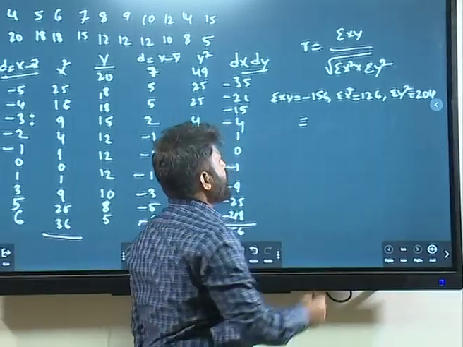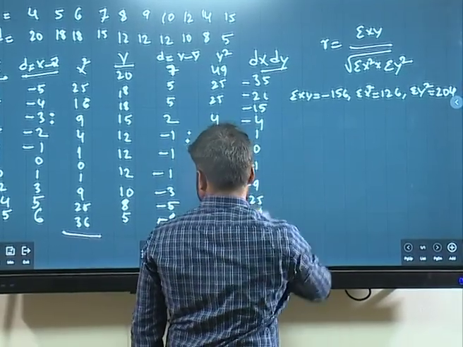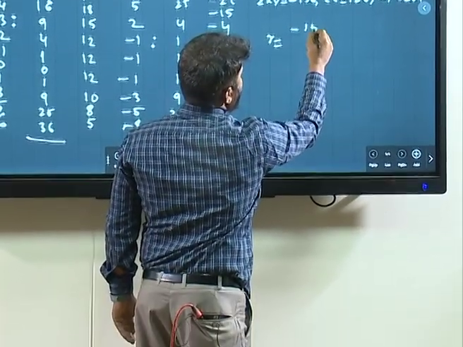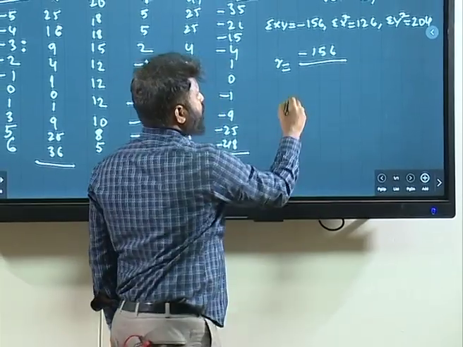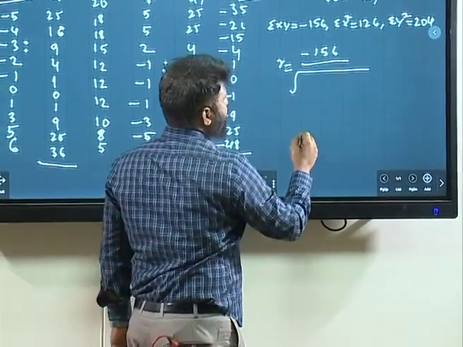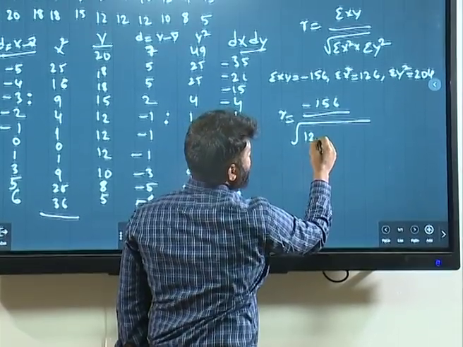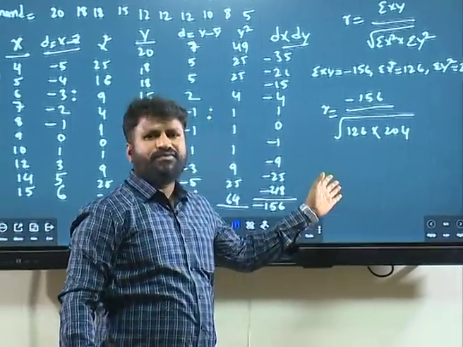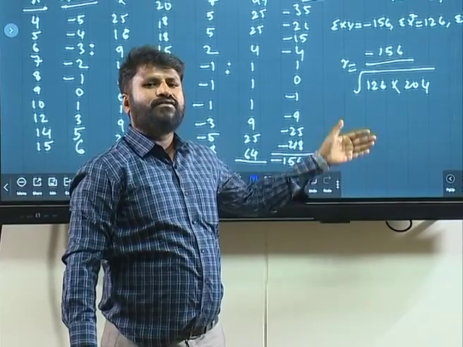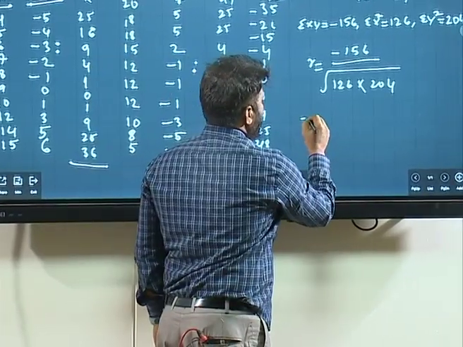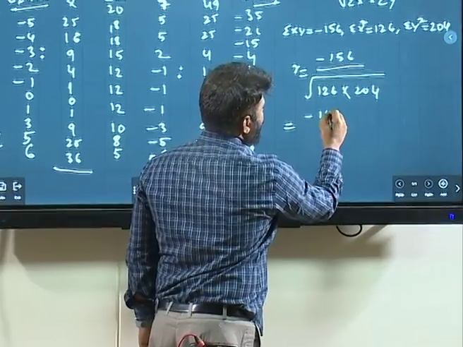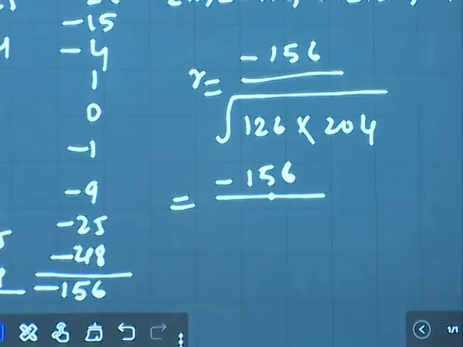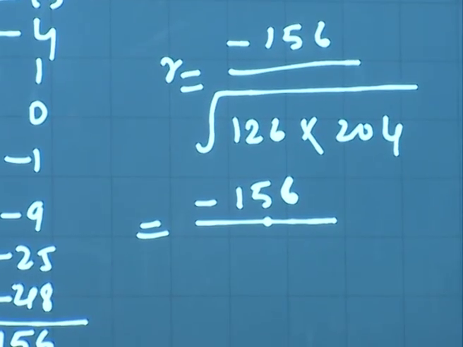Now you can substitute those values. So r is equal to sigma xy, which we already know, minus 156, divided by the root of 126 into 204. Just a simple calculation we have to do here. Whatever value you get after that is the r value. Here that is minus 156 divided by 25707.